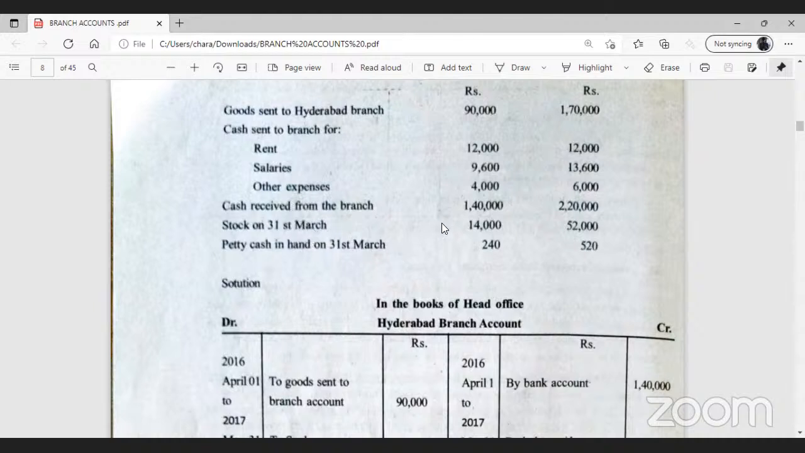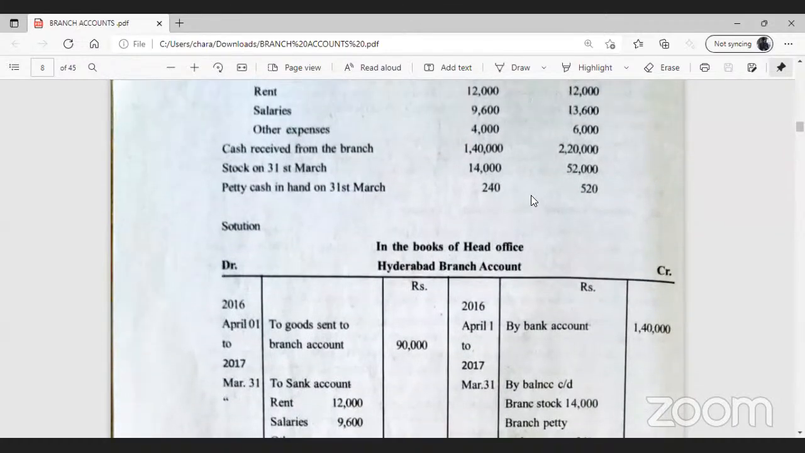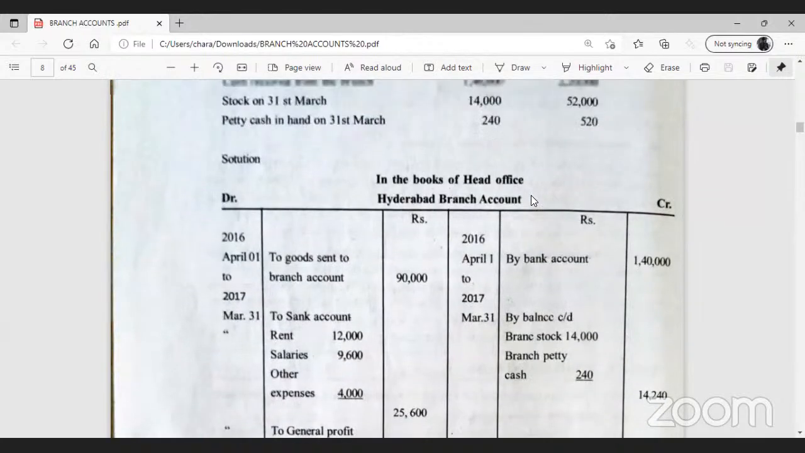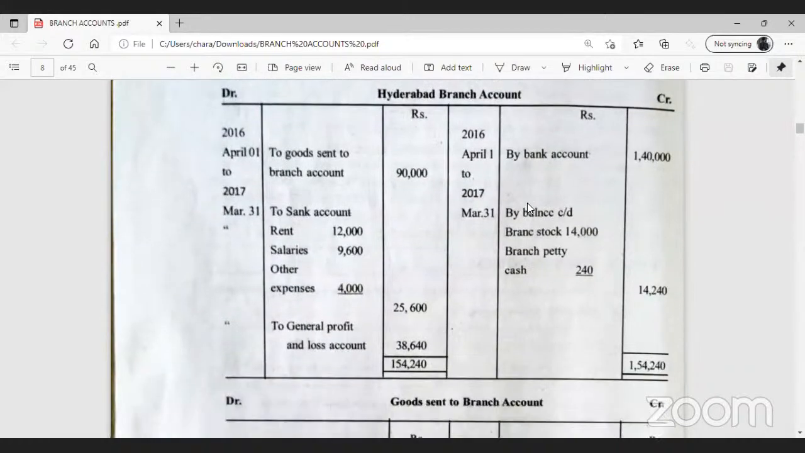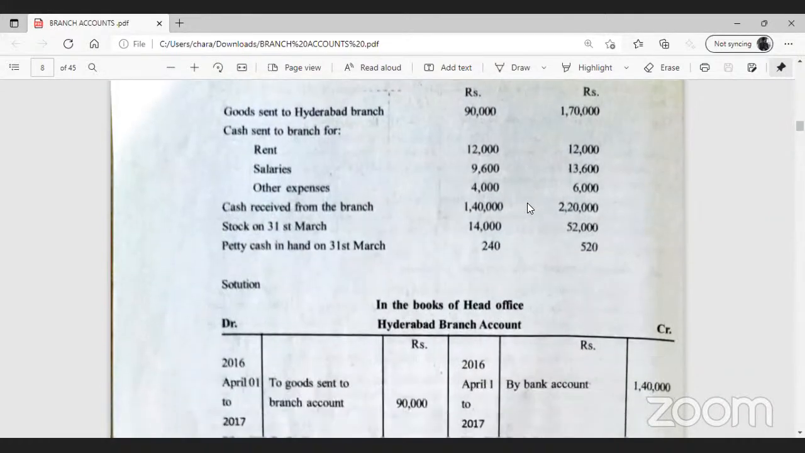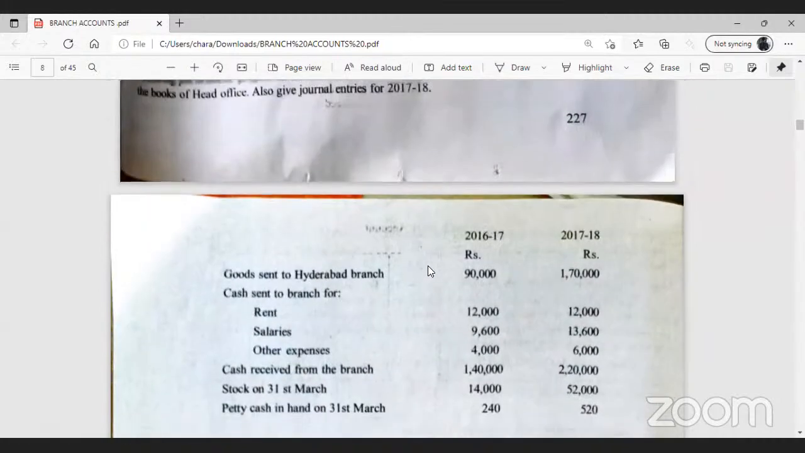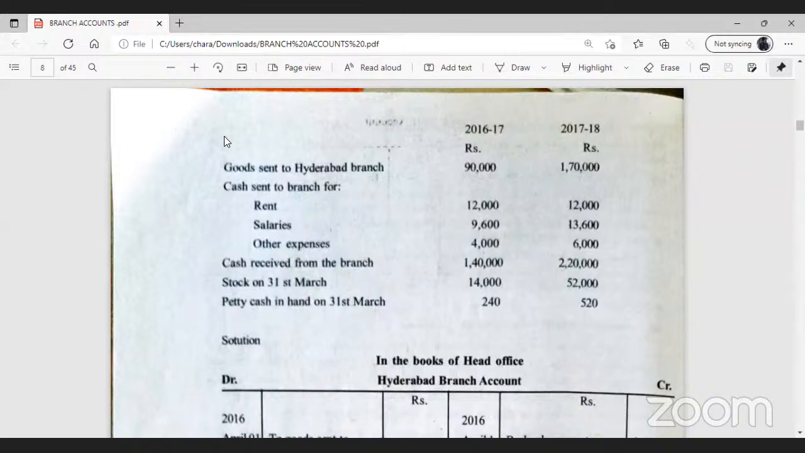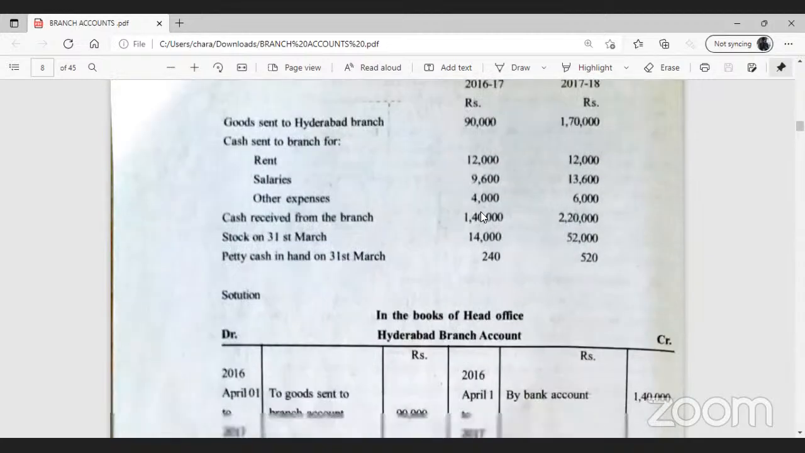Stock at 31st March means closing stock for 2 years. Petty cash at 31st March, again closing petty cash at the end of the 2 years. Now, you are supposed to open the branch account in the head office books. As I said, you don't have opening balances, only closing stock and closing petty cash are there. So we can directly proceed with the goods sent to branch.